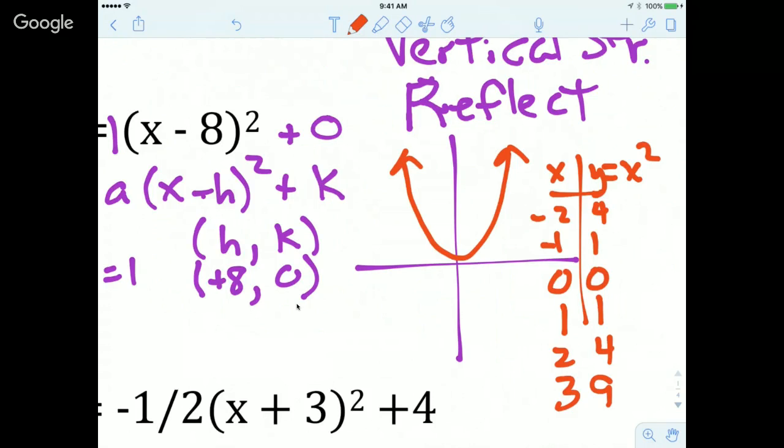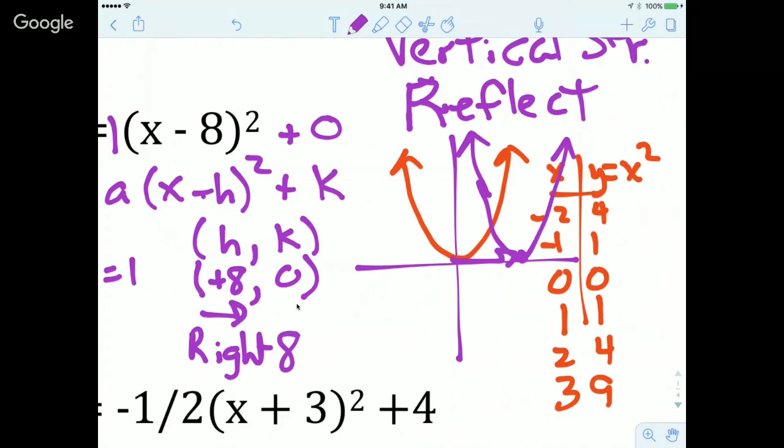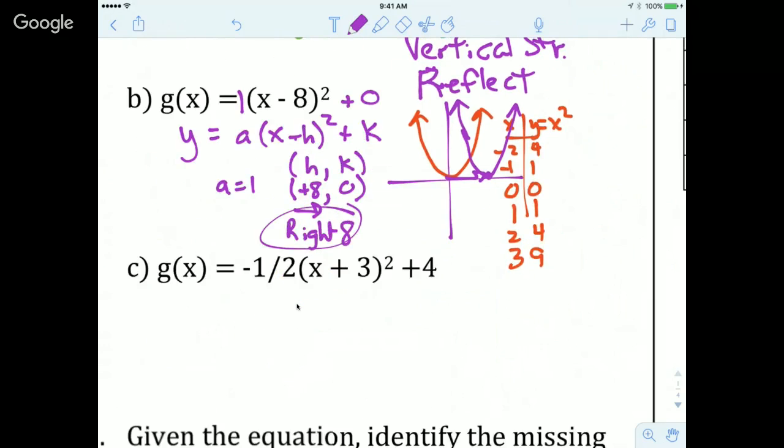It's basically the entire parabola is just shifted to the right 8. And you could graph both of those on your calculator and you could see that. So we're going to move to the right 8, and then nothing else different from the parent function happens to this parabola. But now on the third one, Y equals -1/2 times X plus 3 squared plus 4.